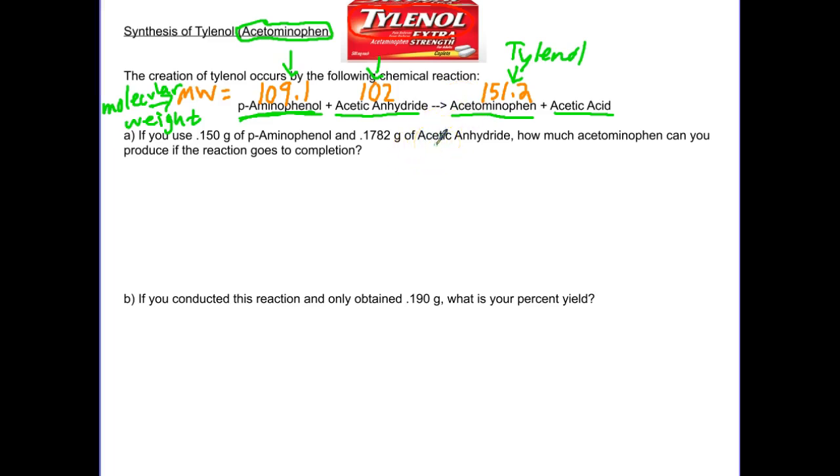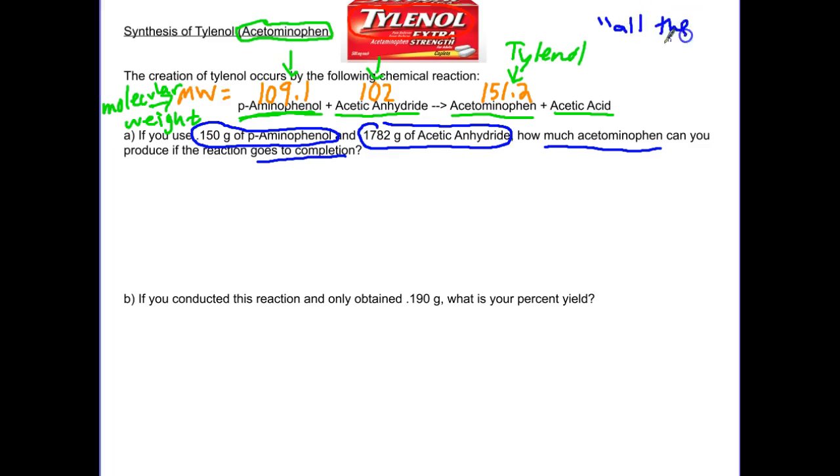So we can actually do this in the lab. It's actually a pretty straightforward synthesis. So let's say you were conducting this lab, and you used 0.150 grams of p-aminophenol and 0.1782 grams of acetic anhydride. How much acetaminophen, Tylenol, can you produce if the reaction goes to completion? So this is a phrase to recognize, okay? Goes to completion, that means it's going all the way, meaning everything works properly. All the molecules react as they're supposed to. Now, that does not happen in all reactions, but we need to figure out what this is in order to figure out what's called the theoretical yield, and we'll get there in just a second.